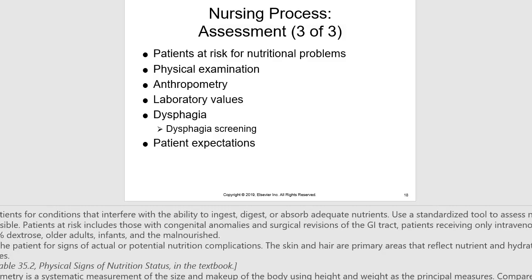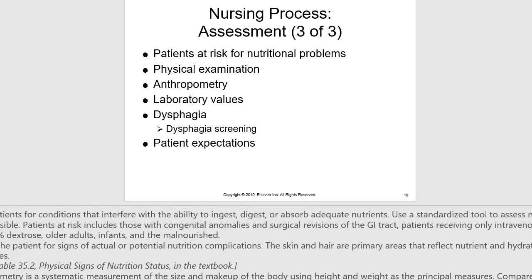We are assessing patients for conditions that interfere with the ability to ingest, digest, or absorb nutrients. Okay, so patients at risk include people with some congenital abnormalities, surgical revisions of the GI tract, patients receiving only IV fluids, older adults, infants, and other people who are malnourished. That would include people with eating disorders. So we assess for those signs of potential complications like we see on page 983.